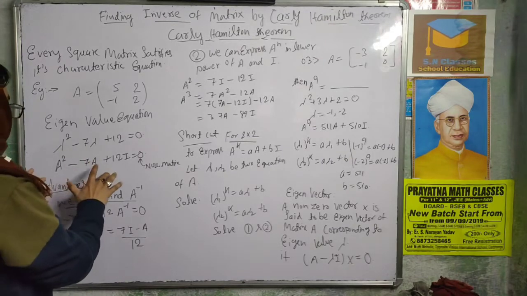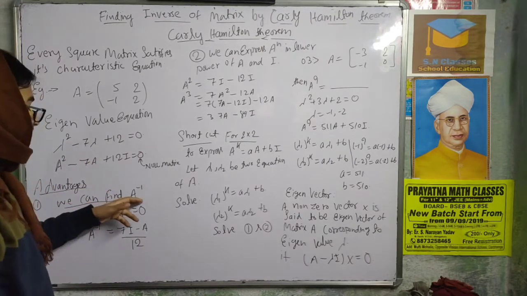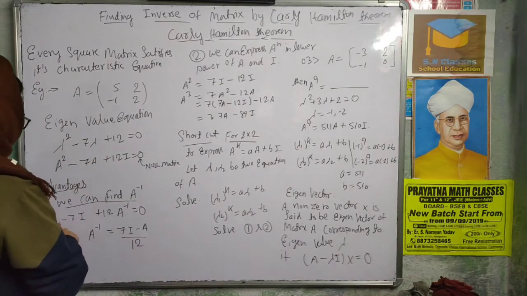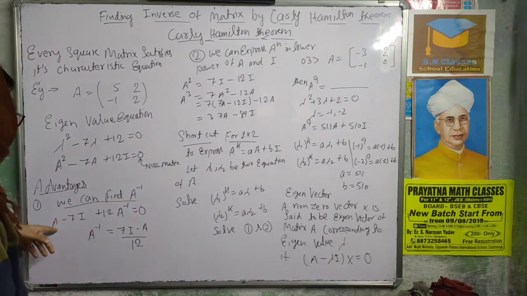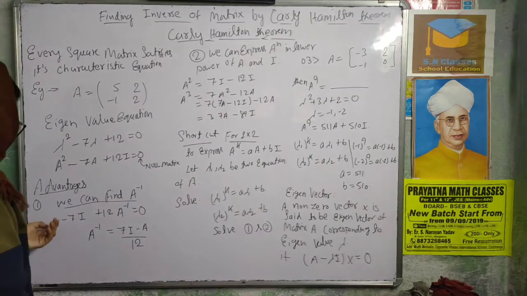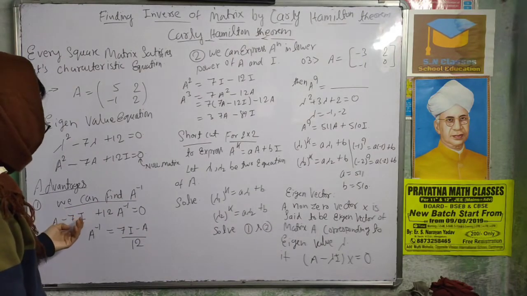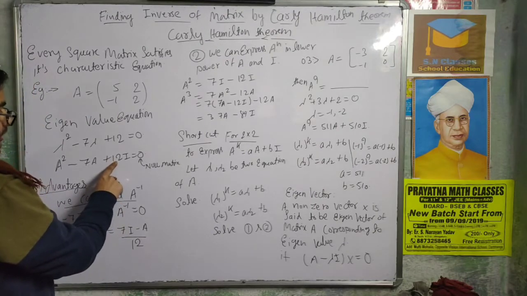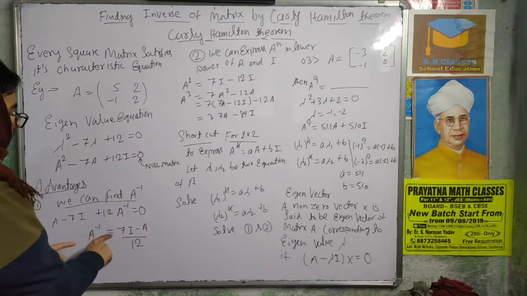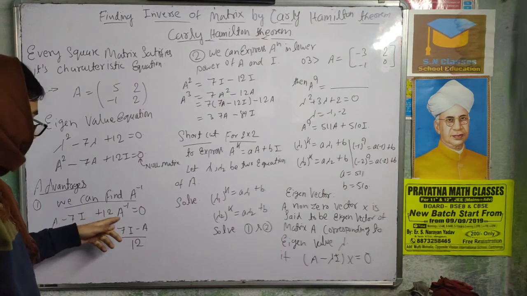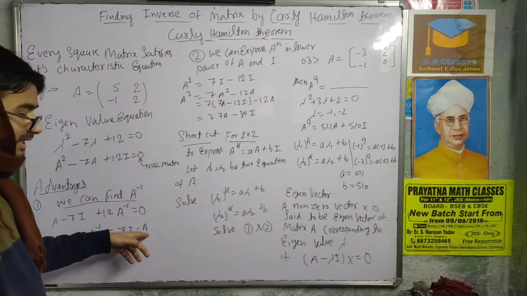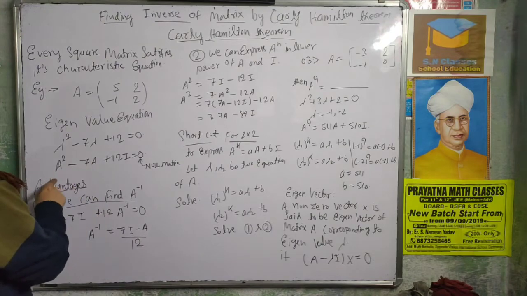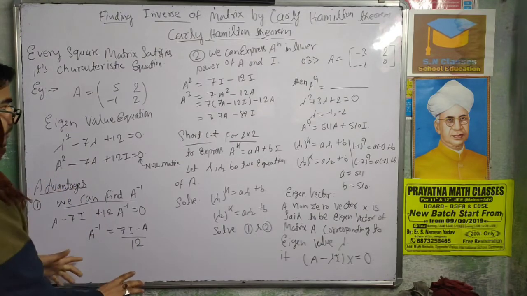So this characteristic equation will always be satisfied. The advantage of this is that we can find A inverse very easily. A inverse means A to the power minus 1. You multiply A inverse to this equation, you will get minus 7A plus 12 into A to the power minus 1, because 12 is a constant. So A inverse value is 7 times I minus A, divided by 12. If you take A common in this equation, you get this expression.